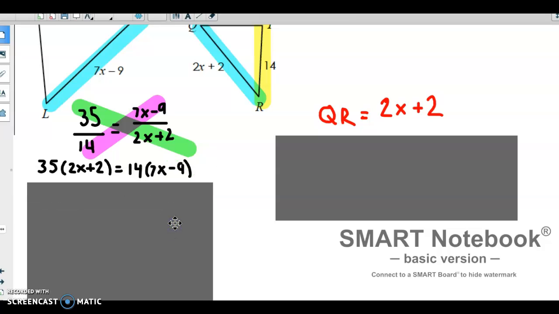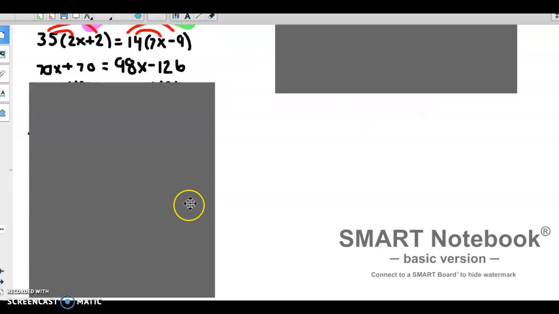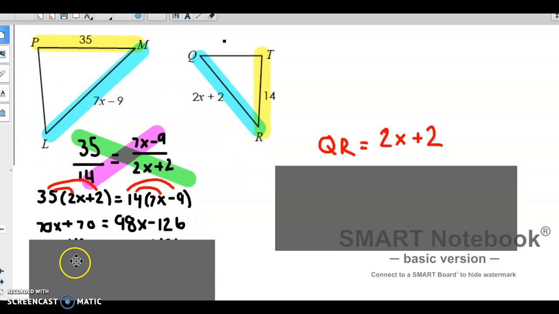So when we do this, we get 35 times the quantity, remember, you need those parentheses, 2x plus 2, is equal to 14 times the quantity 7x minus 9. Now, when you have a number outside the parentheses, you need to distribute. So you're going to distribute the 35 to both terms inside the parentheses, and then over here, you're going to distribute the 14 to both terms inside the parentheses. And then you're going to select in the question box what the next line of this problem will look like after you've done the distribution. Hopefully you selected this. So 70x plus 70 equals 98x minus 126.